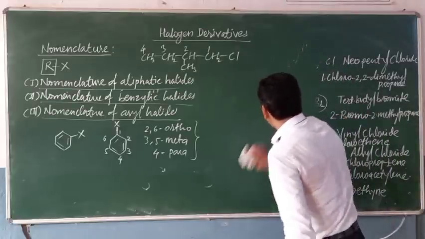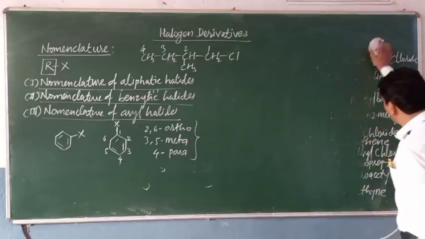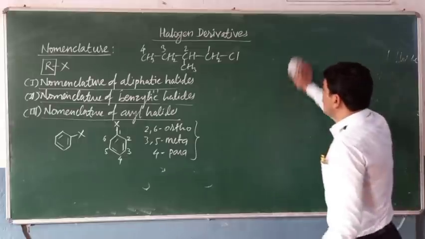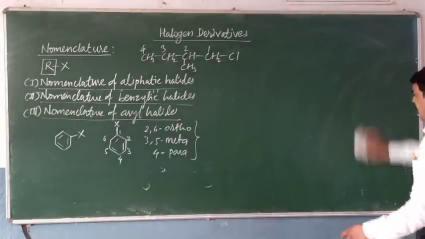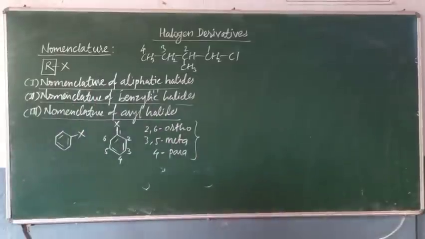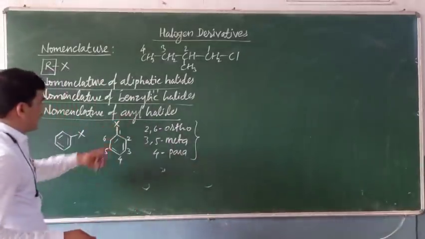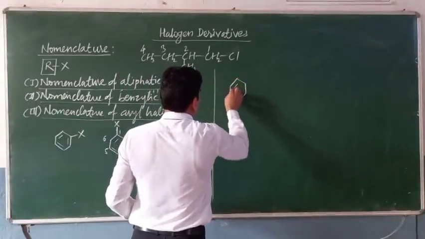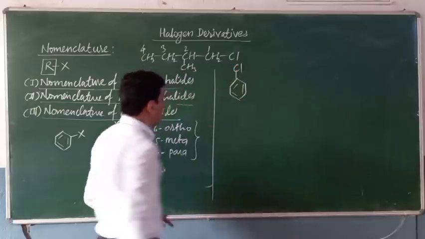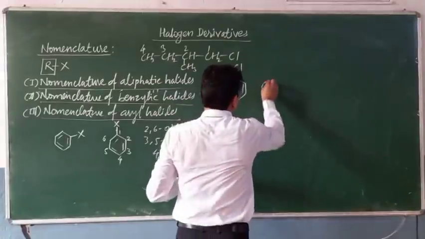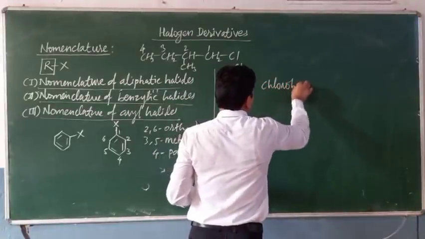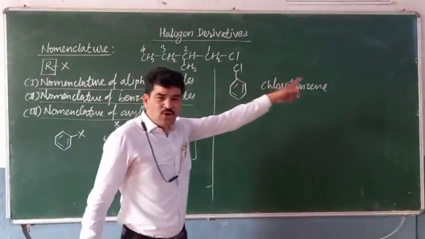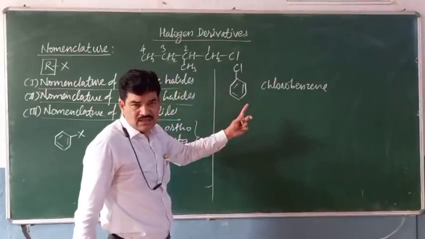Actually, the aryl halides are named as the corresponding haloarenes by the common system as well as IUPAC. In both the systems, the aryl halides are named as the corresponding haloarenes. Take the example of C6H5Cl. Its name will be chlorobenzene.